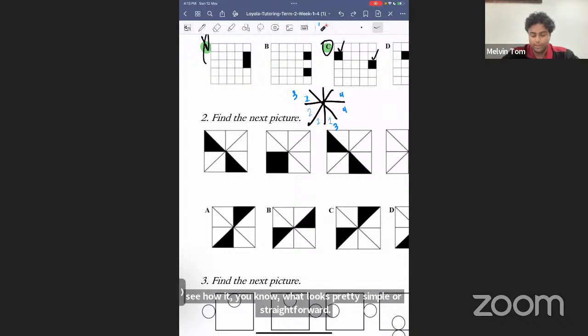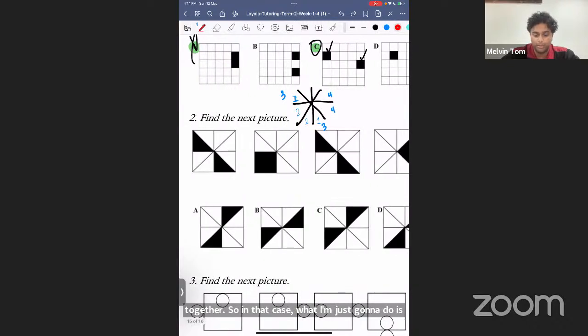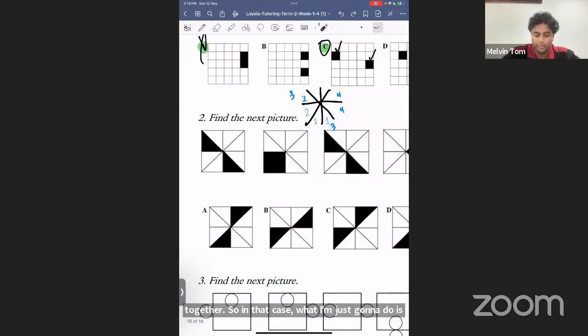Now, the most simple one is plus 1, plus 1, plus 1, plus 1, and that should be like 1, 2, 3, 4. All 4 numbers should be next to each other. But in none of this can we see all 4 of the numbers together. So in that case, I'm going to start off by just choosing any one number. You can choose this triangle or this triangle. You can choose any one. I'm going to choose this one here.